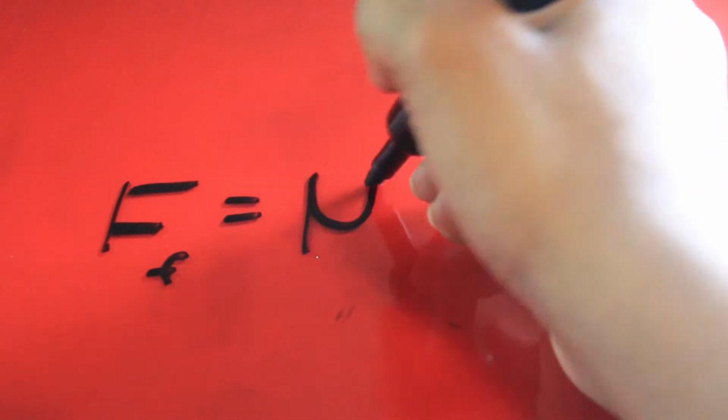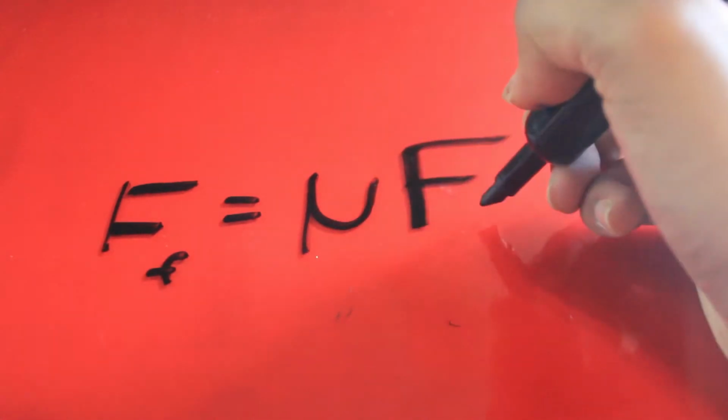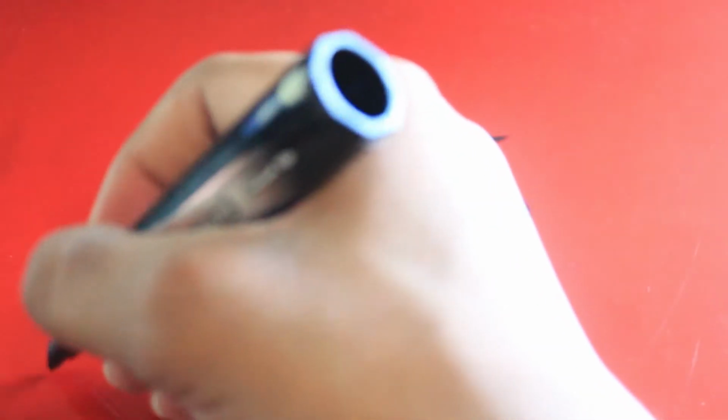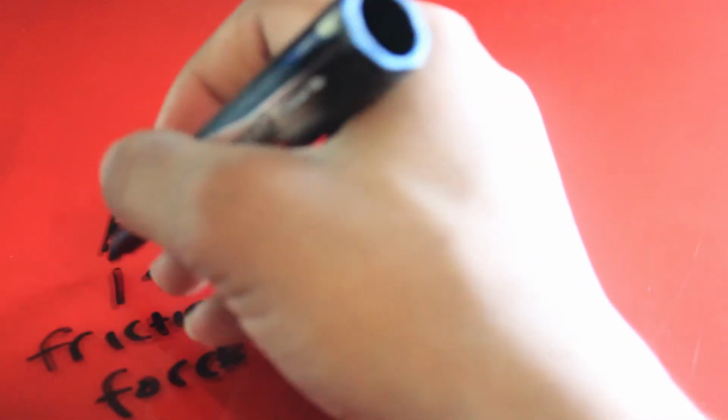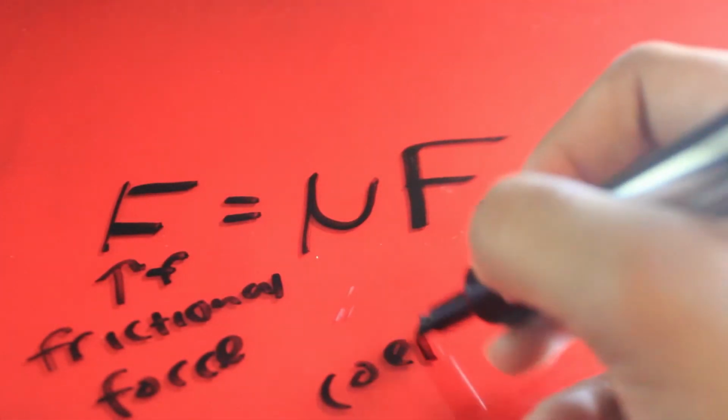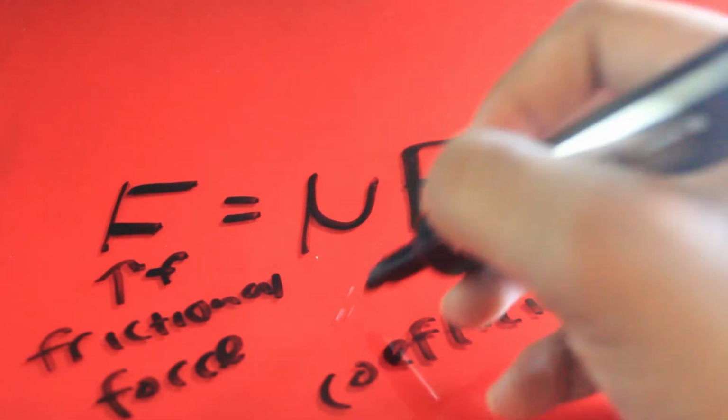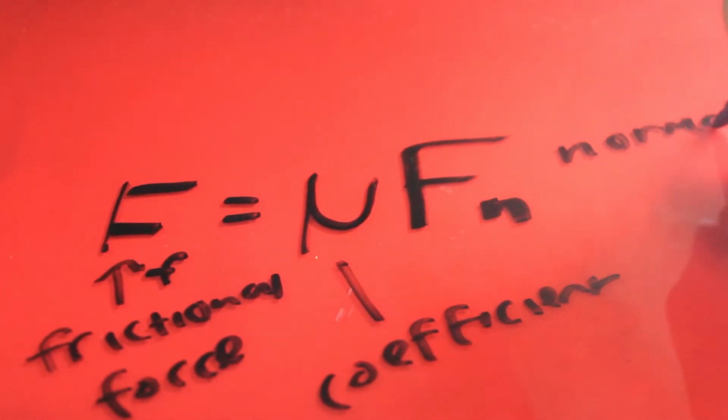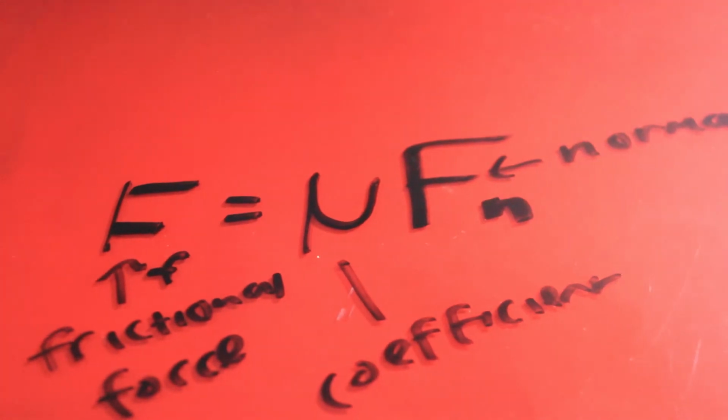Now we have a formula here that we could use to relate frictional force and normal force. The frictional force is equal to mu, the coefficient of friction, times the normal force. The coefficient of friction is a number that you will be given between 0 and 1 that describes how rough a surface is. If a surface is extremely rough, then it will have a higher coefficient, and if it's smoother, then it will have a lower one.